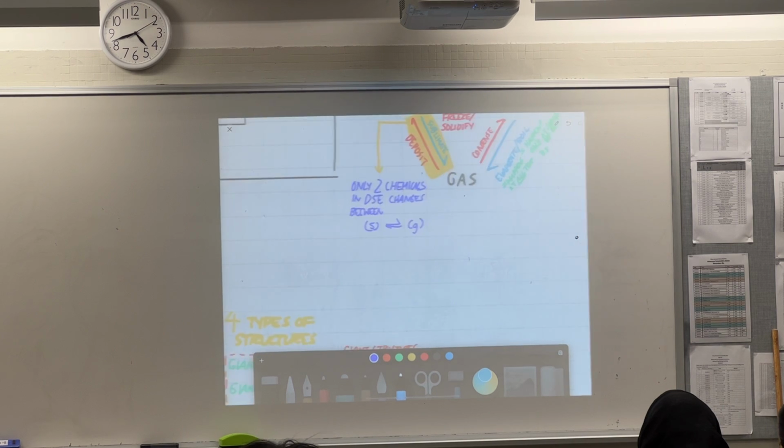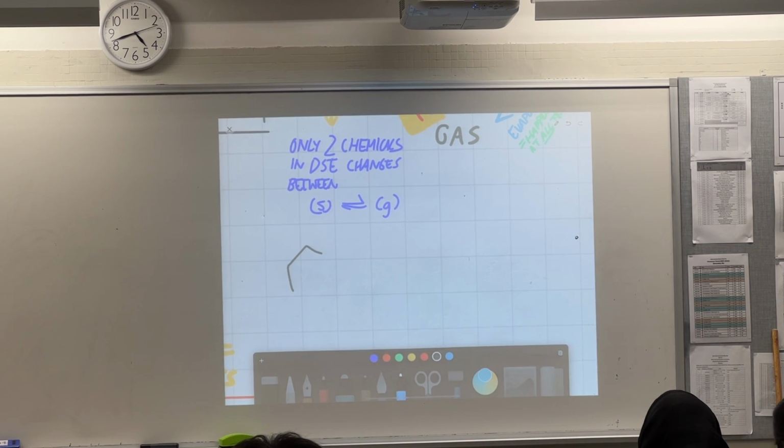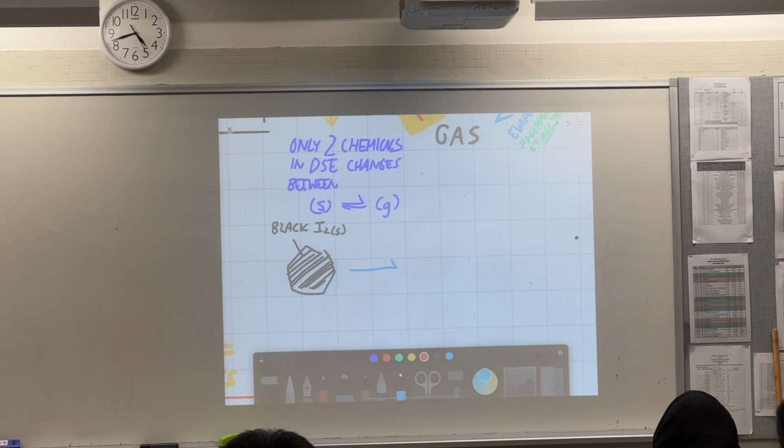One is iodine. So I wanted to draw it. This is iodine solid. It is black, so black I2(s). And as you saw in the video, it will turn into purple gas. So it turns into this purple gas, which is I2(g). It's purple.